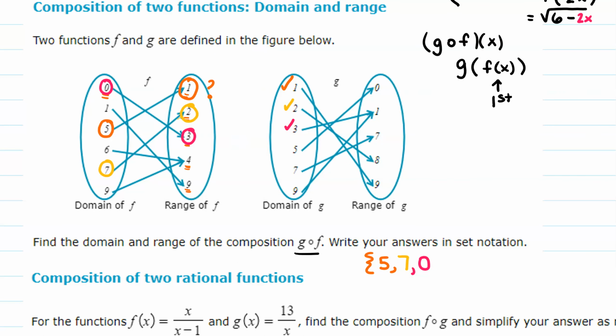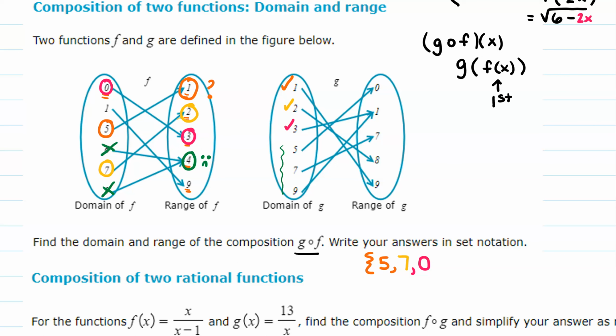Okay, let's see. 4. Is 4 allowed in the domain? No. You see in this domain there's no 4. So 6 can't be used and 9 can't be used, because when you get 4 out of the f function, you cannot plug 4 into the g function.